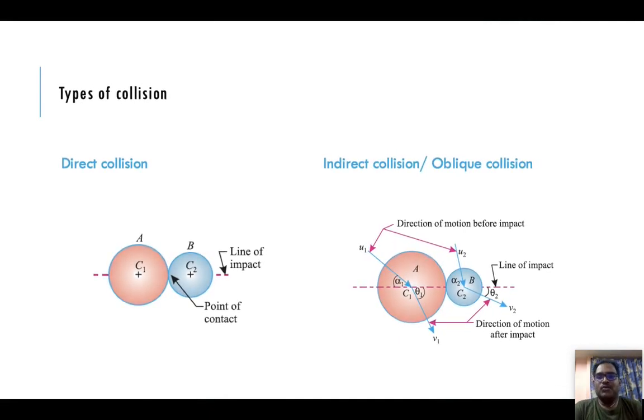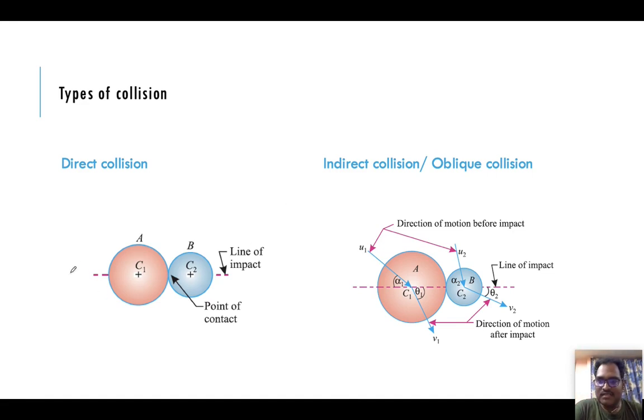Hi. In this video, we'll look at the types of collision. The first type of collision is referred to as a direct collision, and the second type is called an indirect collision. So what is the basic difference between a direct collision and an indirect collision?